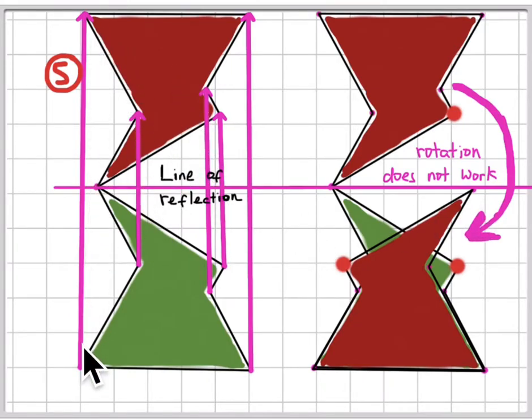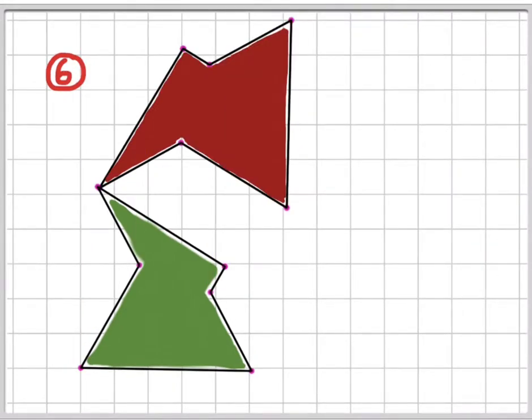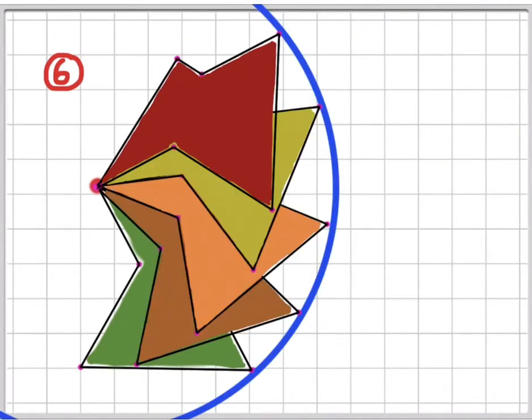So if you draw lines connecting those corresponding points and draw a line that's perpendicular to those, you see the line of reflection that it reflects over. So if kids are actively doing this, they're suddenly seeing it. They're actually working on it and feeling it and seeing what's going on. Number 6 is a rotation.